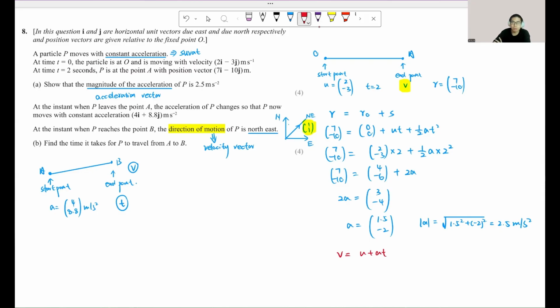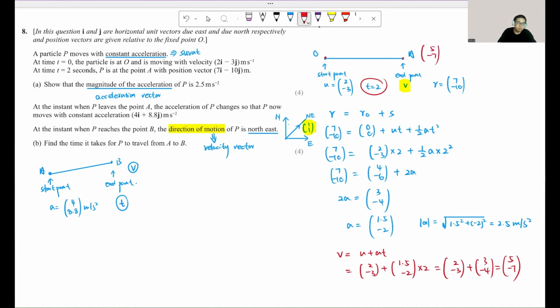In this case, O is still the starting point and A is the end point. So A would be V in this case, and U would be the velocity at point O, which is (2, -3). So we have (2, -3) plus A, which we already worked out, (1.5, -2), and it takes 2 seconds, so times by 2. That will give us (2, -3) plus (3, -4). That is equal to (5, -7). That will be the velocity at point A.